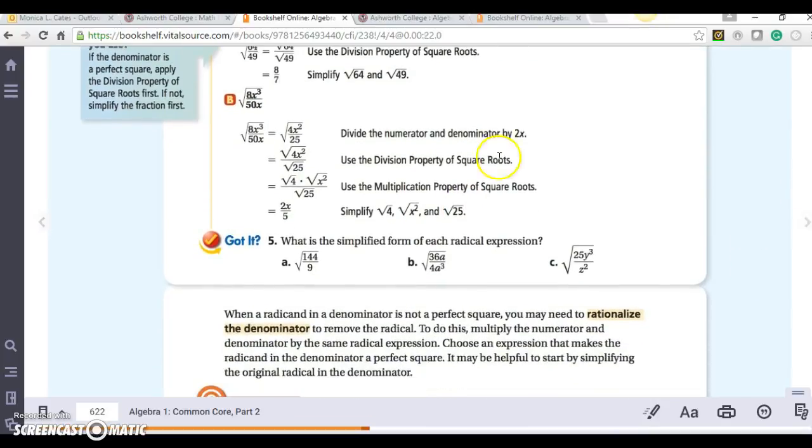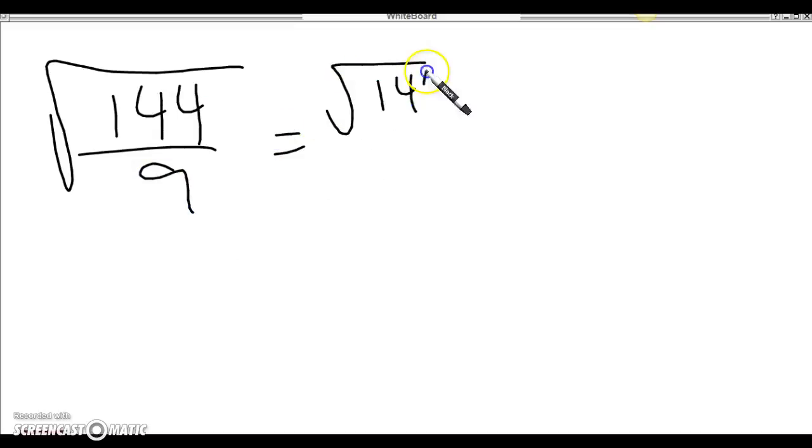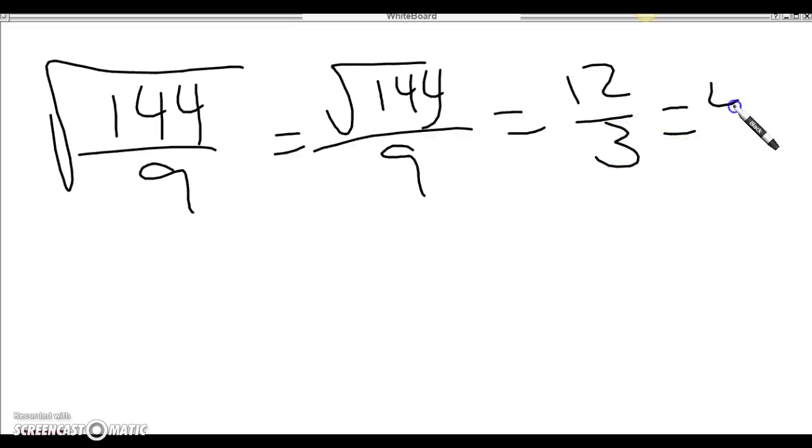Now let's do it by ourselves with the guidance. So we have the square root of 144 over 9. So that's the square root of 144 over the square root of 9, which is 12 over 3, which is 4.